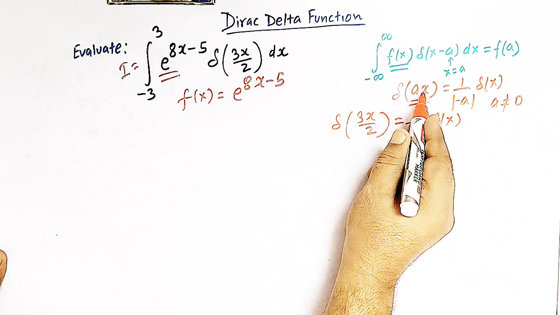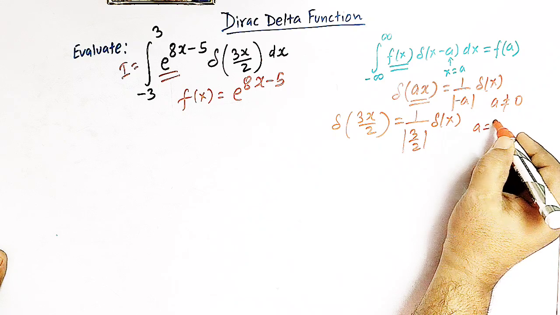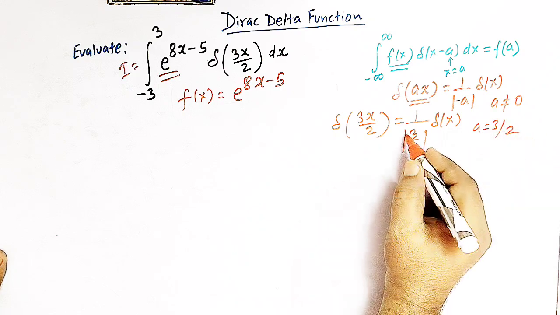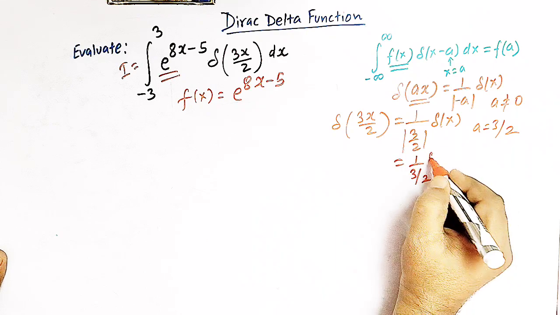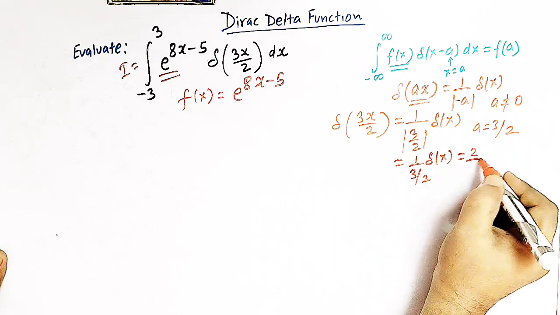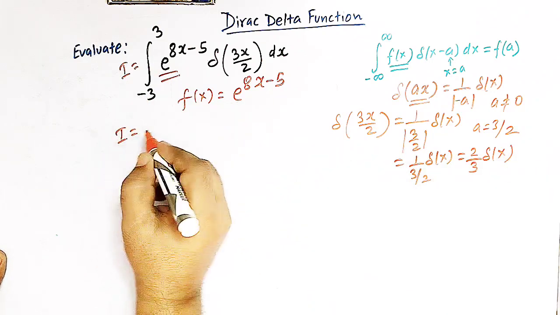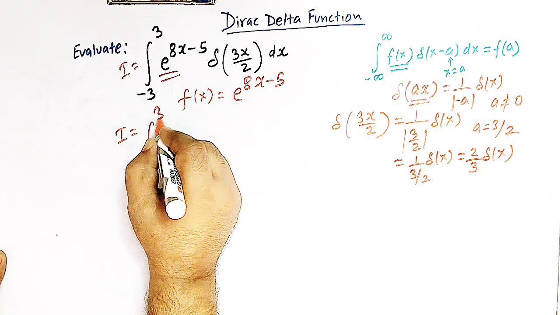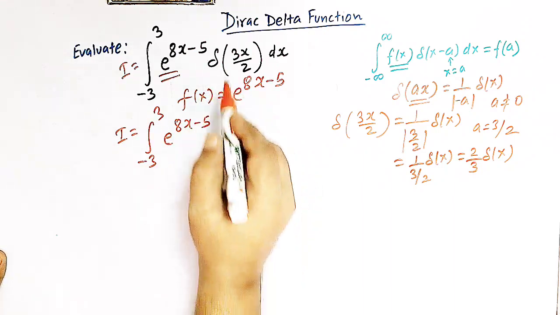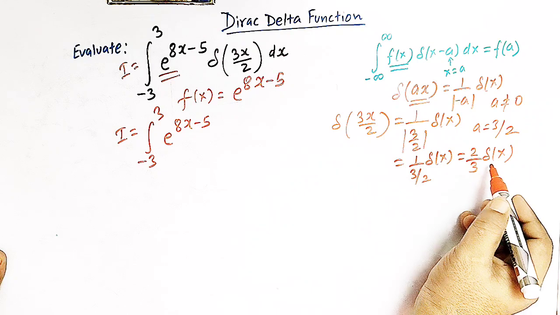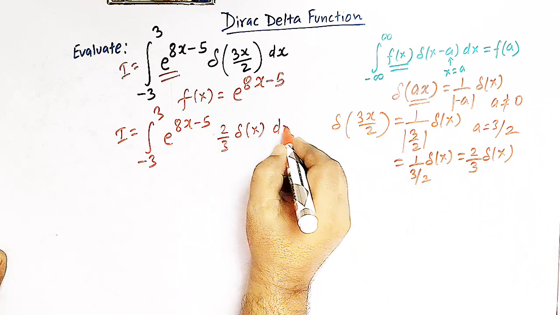So comparing delta ax with delta 3x over 2, the value of a is 3 by 2, right? Now mod of 3 by 2 is simply 3 by 2. Here we have delta of x, so we have 2 by 3 delta of x. So now this integral I takes the form minus 3 to 3 e raised to 8x minus 5, and here we have for delta 3x over 2 as 2 over 3 delta of x dx.